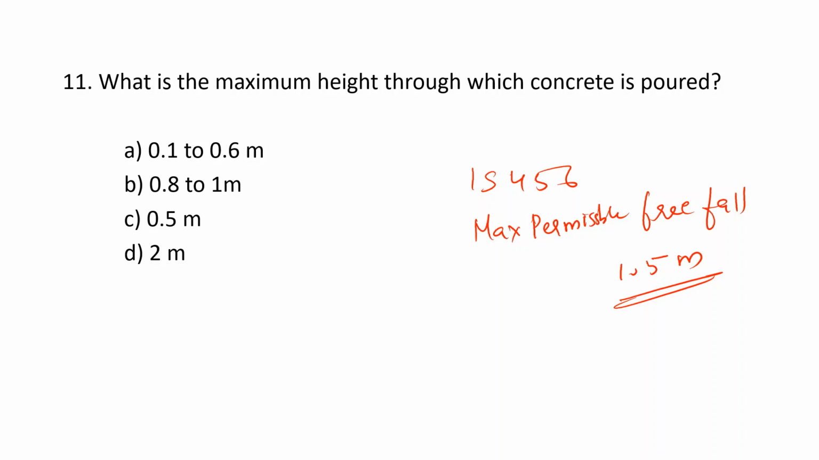So in our options, the best option is 0.8 to 1 meter. We can go up to a maximum permissible of 1.5 meter. We cannot go beyond that limit. So the most accurate option is 0.8 to 1 meter, that is option B. That is the maximum height through which concrete is poured.